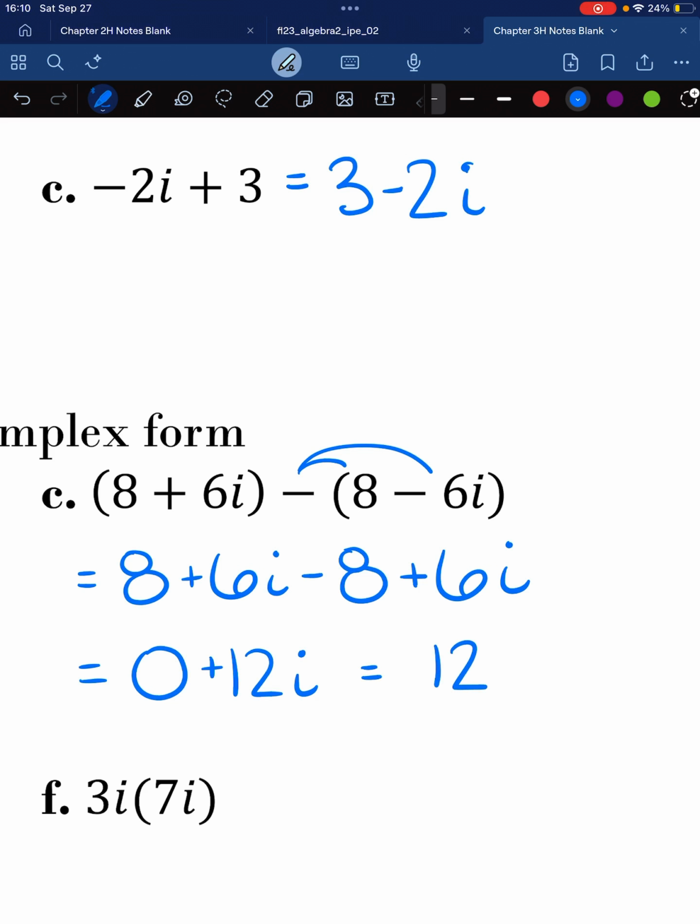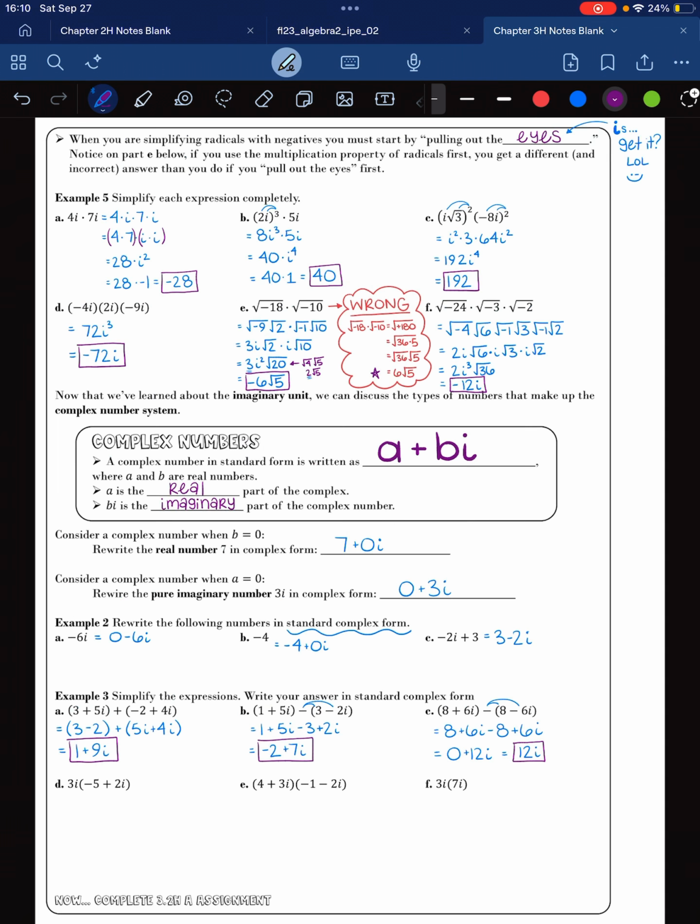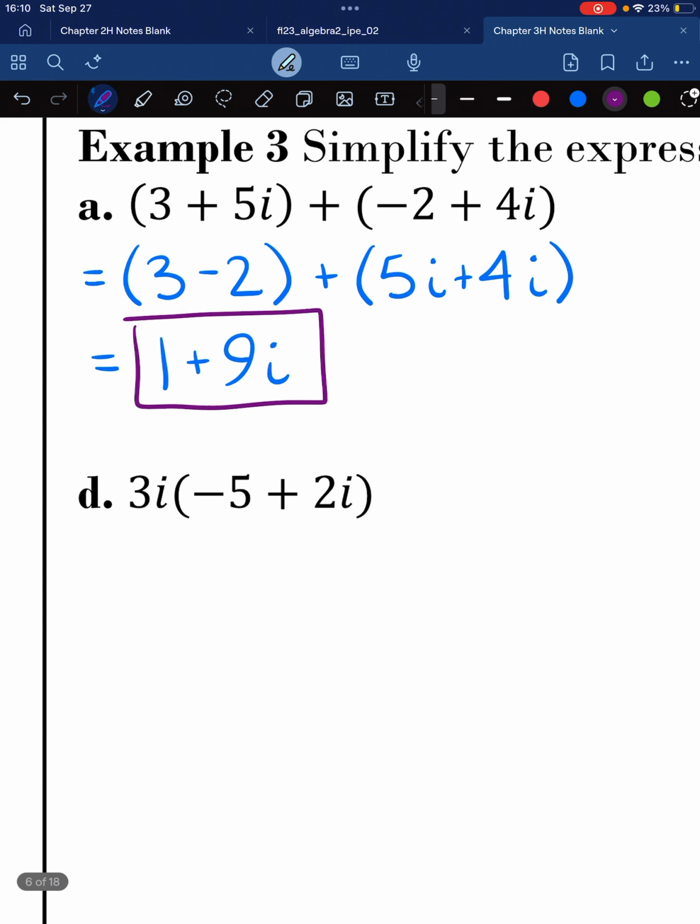And I know it says standard complex form, but it is absolutely okay if one of your components is 0, you don't have to write it, and it is still considered to be in standard complex form. I just did it in these two examples up here to emphasize that a real number is considered to be a complex number because we can write it with both of those components there.